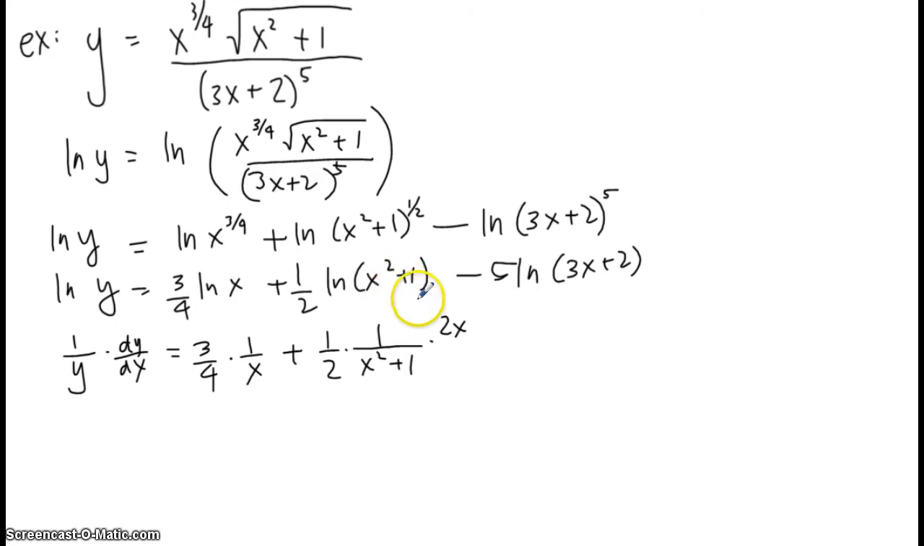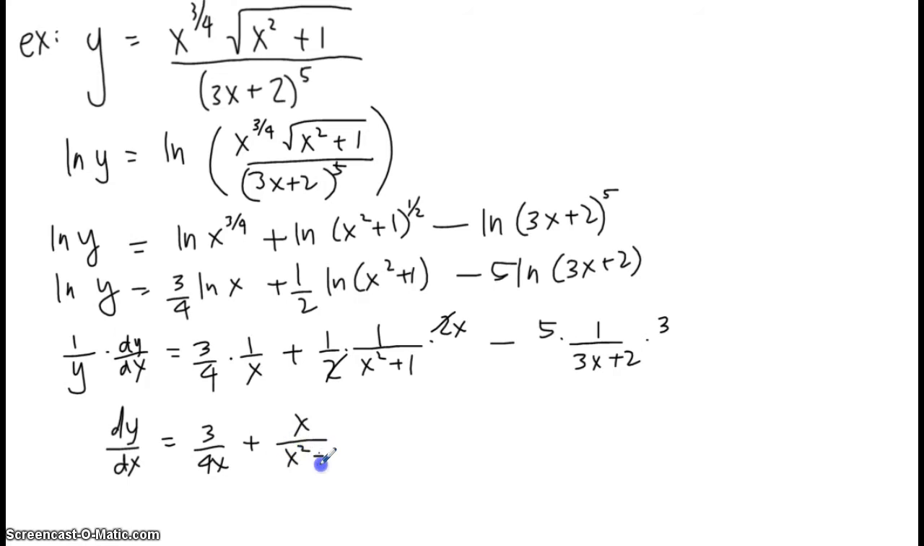It's 1 over the input times the derivative of the inside, minus 5, just a constant. Derivative of this will be 1 over that input, and then chain rule it, multiply it by 3. That is really, really easy compared to using the product rule and the quotient rule and the chain rule here. So to simplify this, I get 3 over 4x plus, I'm going to cancel these, x over x squared plus 1, minus, multiply these, 15 over 3x plus 2.